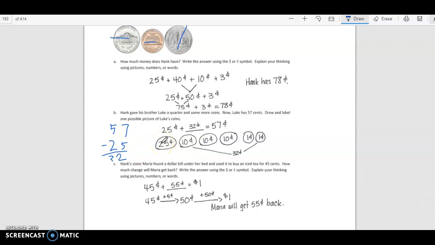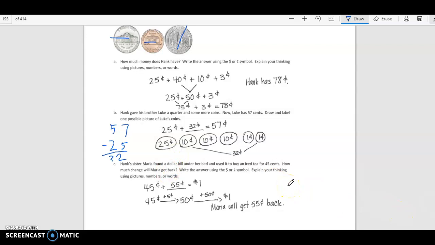They used a quarter, a dime, they used 3 dimes and 2 pennies because this is the original 25 cents. So 3 dimes and 2 pennies would be 32 cents. You could have used a quarter, a nickel, and 2 pennies, but whatever adds up to 32 cents.